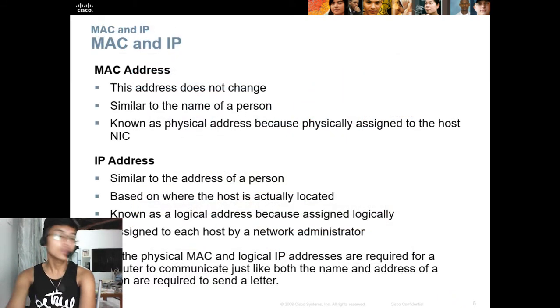MAC and IP. MAC address. This address does not change, similar to the name of a person, known as the physical address because it is physically assigned to the host NIC. The IP address is similar to the address of a person based on where the host is actually located, known as the logical address because it is assigned to each host by a network administrator. Both the physical MAC and the logical IP addresses are required for a computer to communicate, just like both the name and address of a person are required to send a letter.